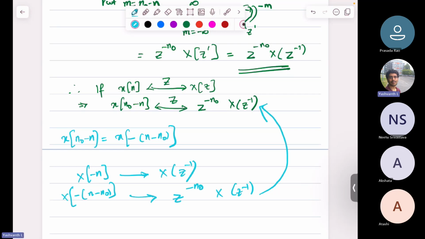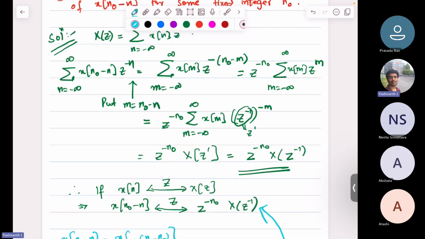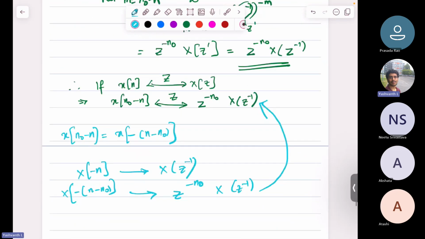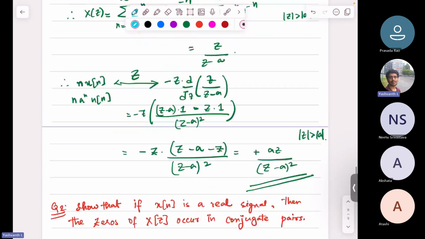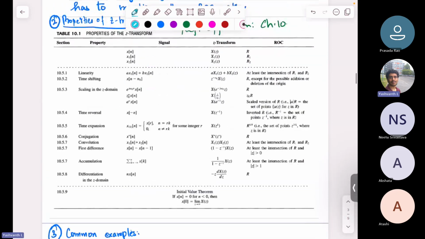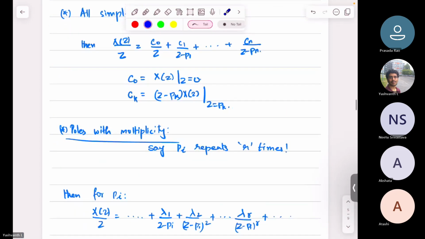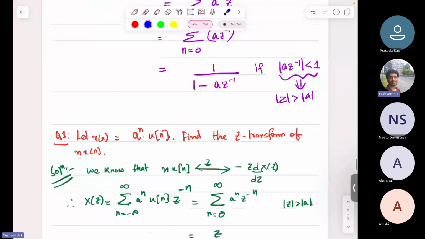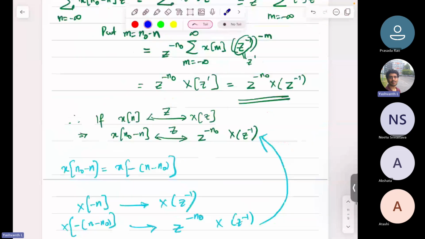Okay, so you can approach the same problem in two ways. One, just going by definition, just doing some rearrangement of variables. The other is to just use the two properties. So basically, what did I use? I use these two, going back to the table. You see here, I use this property. First, I use that x of n will give x of z inverse. And then I use a property, this time shifting will give rise to z power n naught in the z transform. I use these two properties. Okay, so that is basically the third question.